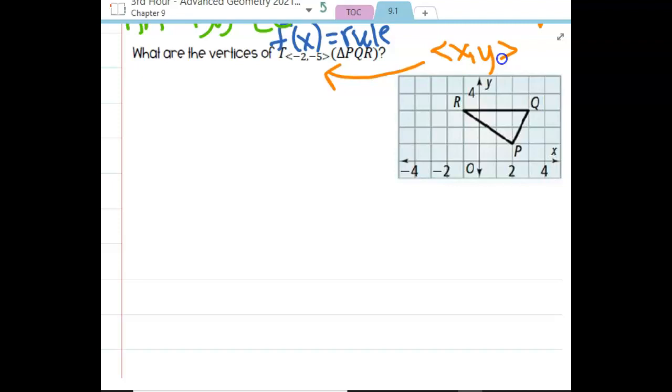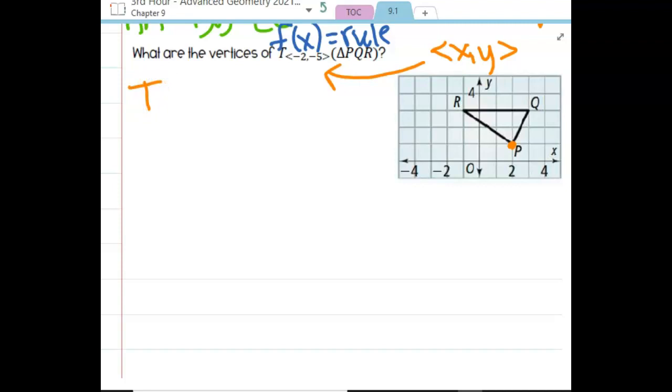Now, if you're just drawing the picture, you could just take each one of these points, right? If you were going to translate triangle PQR, you could take point P and move it left 2 and down 5. That's actually what you're going to be doing with the translation. But what I want to know is what the vertices are. So I actually want to know the actual points. So instead of actually translating them, we're going to write them out. We're going to get used to this notation here.